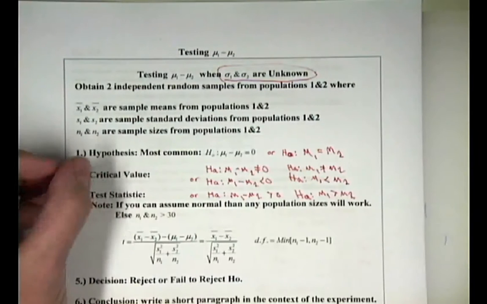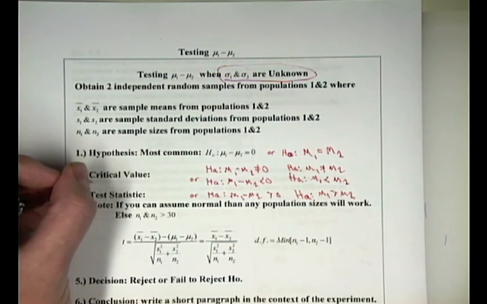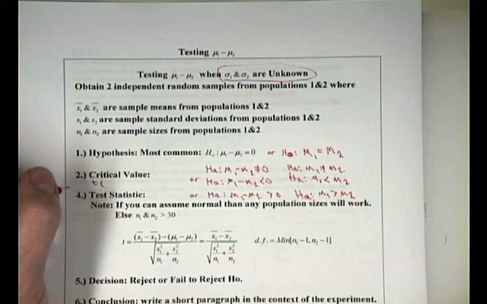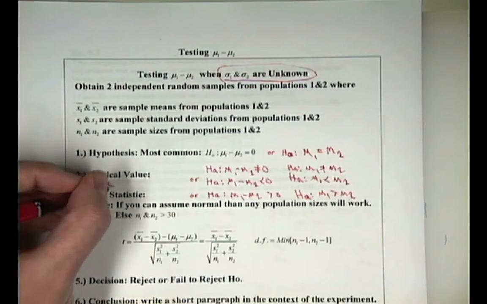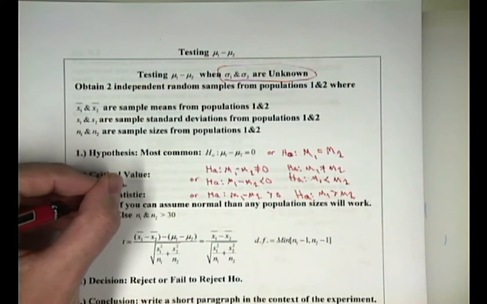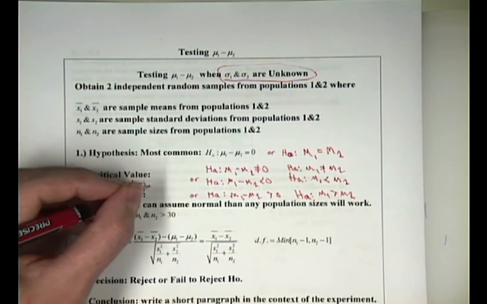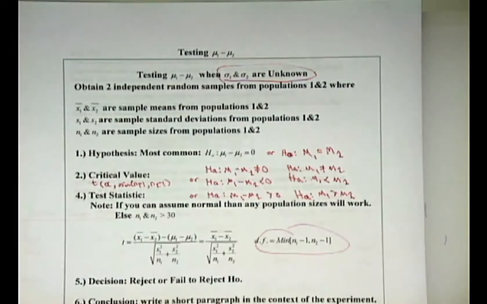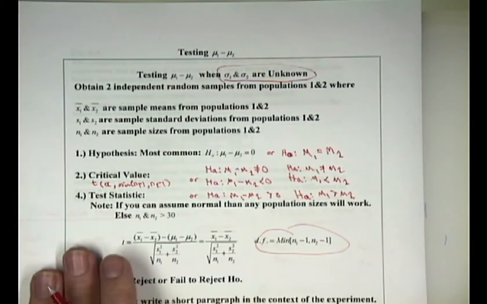The critical value method, if you're doing the critical value way, the traditional method of hypothesis testing, you'll need a t of alpha with a minimum degrees of freedom. Degrees of freedom, the minimum between n1 minus 1 and n2 minus 1, which is outlined right there. Now that's if you're doing the critical value method.